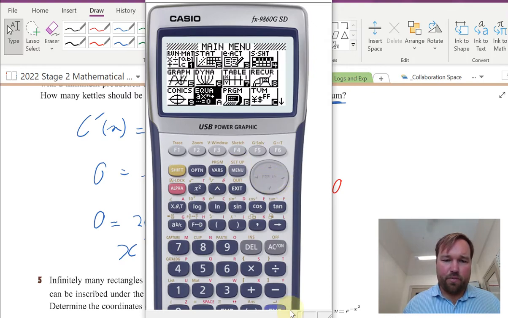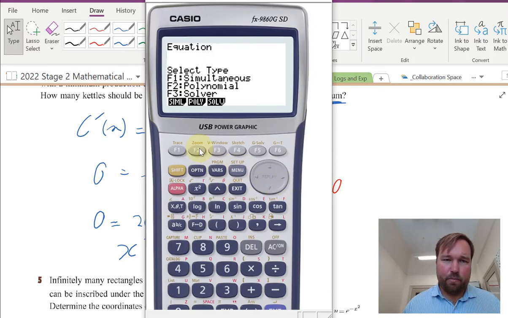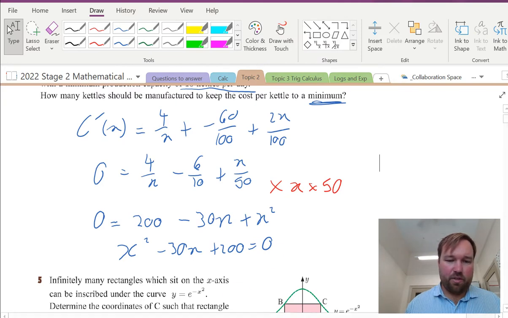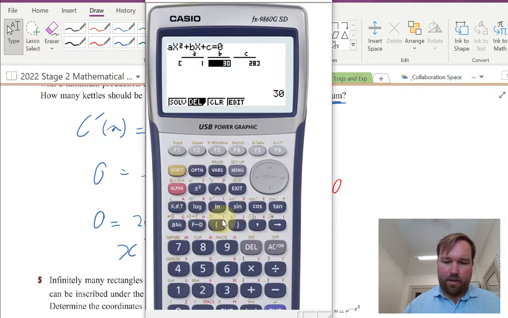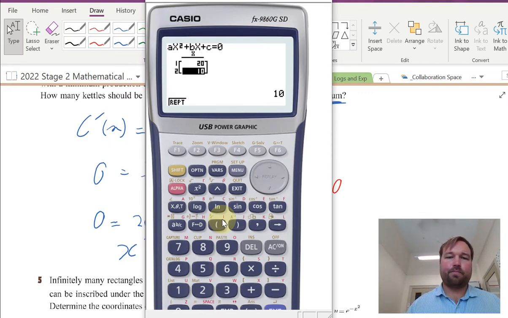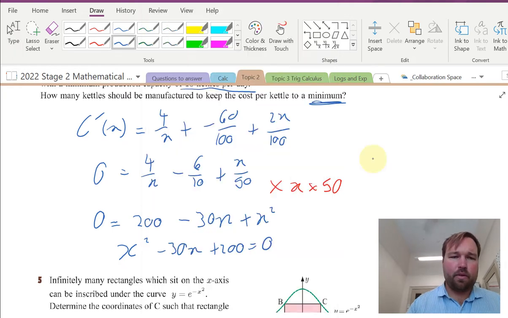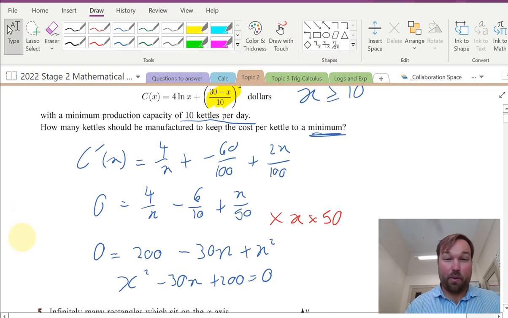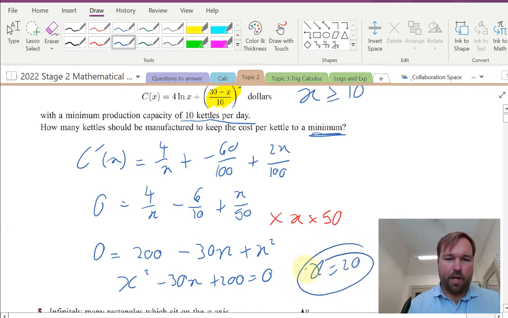But menu, equation, polynomial, degree 2. What is it? 1, negative 30, 200. Good to know. Negative 30, 200. All right, 20 and 10. Minimum production of 10 per day. We're probably going to eliminate that. We'll say x is equal to 20 per day is the minimum.